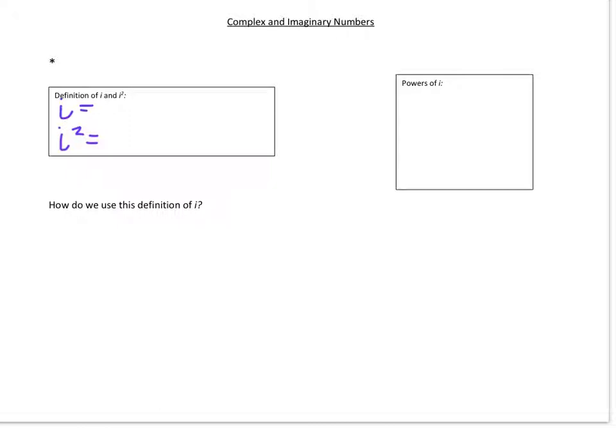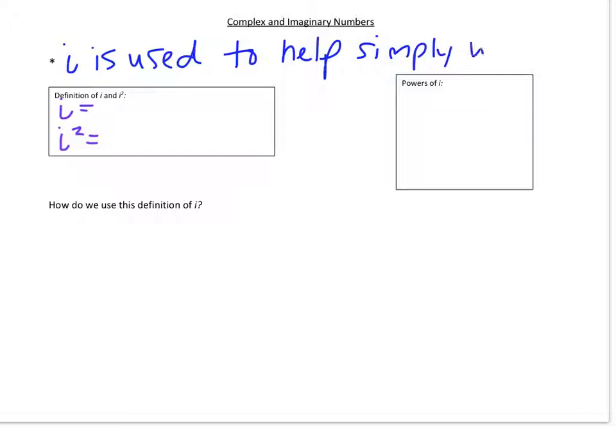Okay, so the first thing that I have this little asterisk here for is that i is used to help us with when you have a negative under a square root. So it's used to help us simplify. I don't know if I can fit this in, I'm writing too big. When you have a negative under a radical.